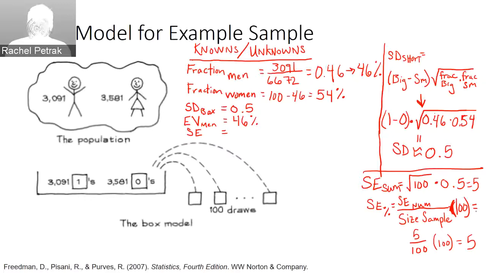So in this case, the standard error for our sum and the standard error for the percentage are the same. Why does it work out that way? Because there's only 100 participants. The sample size is 100. So this 5% is the standard error for the percentage of men in the sample.